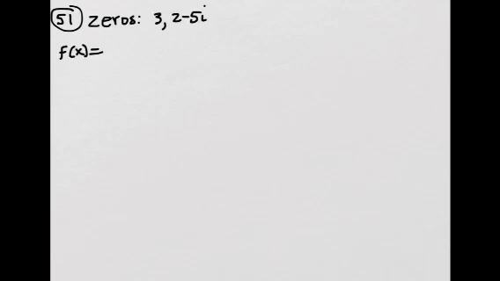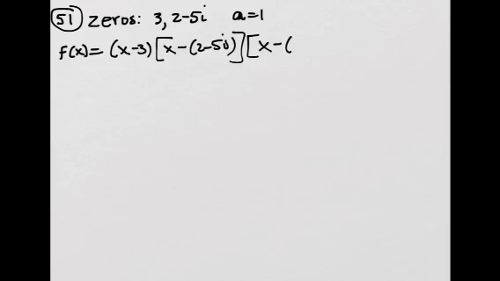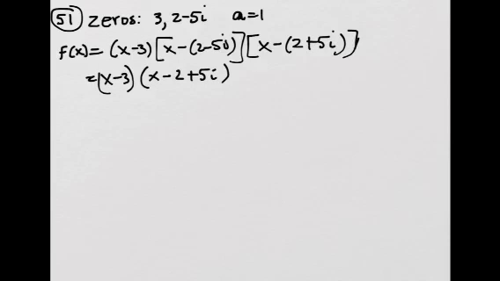Okay, so a is not given, so we're going to assume that a equals 1. So that would be x minus 3, x minus 2 minus 5i. And remember, we need a conjugate pair, so it'd be x minus 2 plus 5i. Okay, whoops. So that's x minus 3, parentheses. Then distribute this negative, so x minus 2 plus 5i, and then x minus 2 minus 5i. We're going to multiply these two together because they have the i.